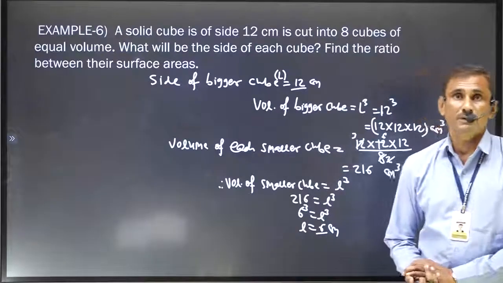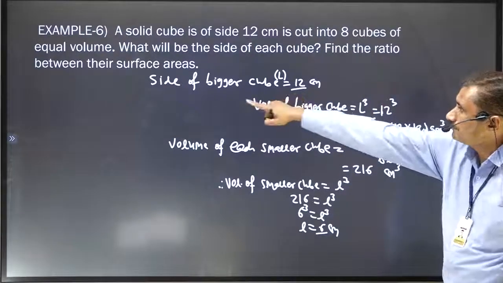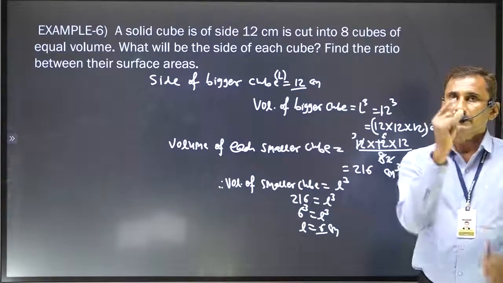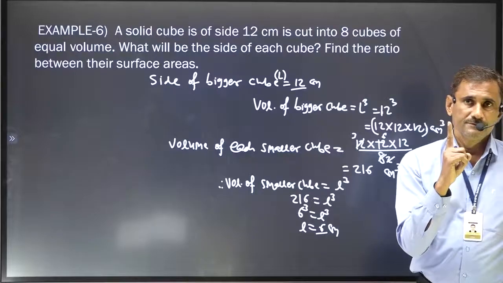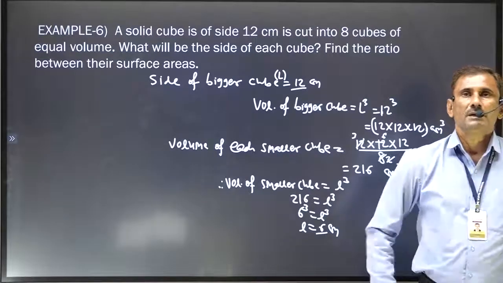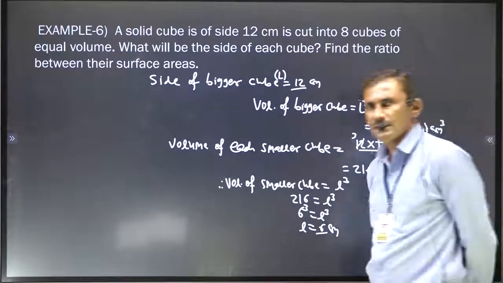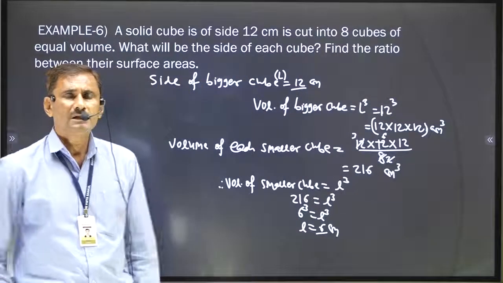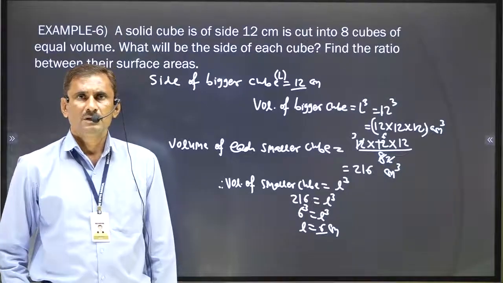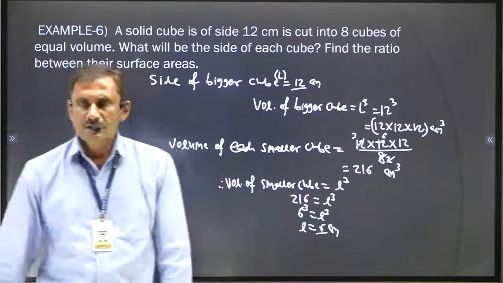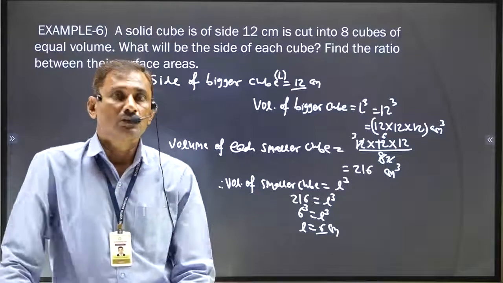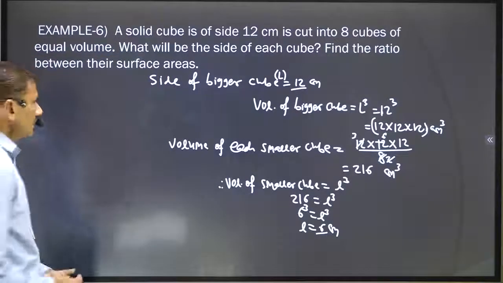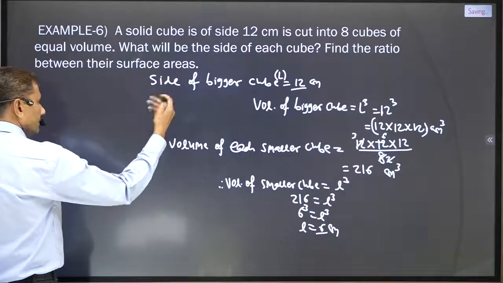Now what do they want? Find the ratio between their surface area. Between them means the bigger one and the smaller one. So you should find the ratio of their area. Which area: lateral surface area or total surface area? I think in a ratio that is not important, but even if nothing is clear, you always consider total surface area. So now we can find the ratio of their area.